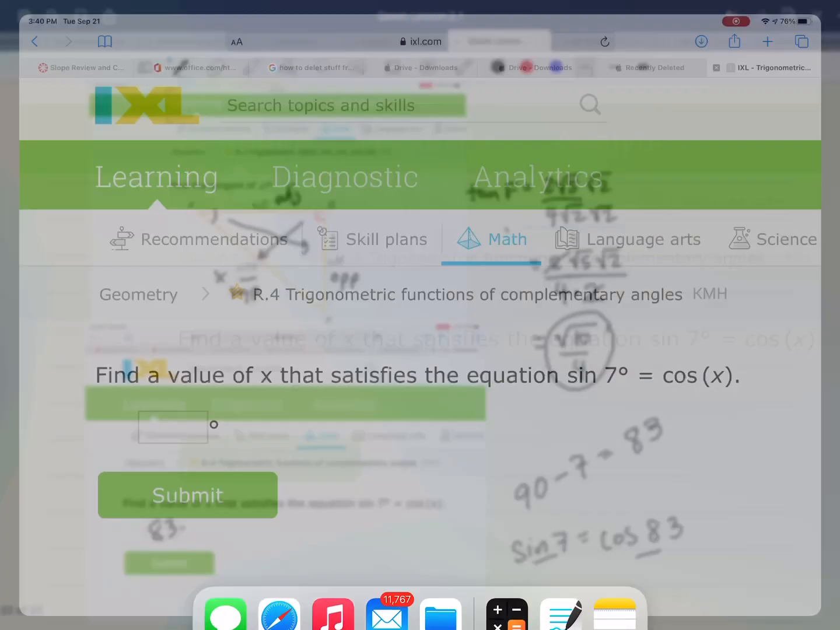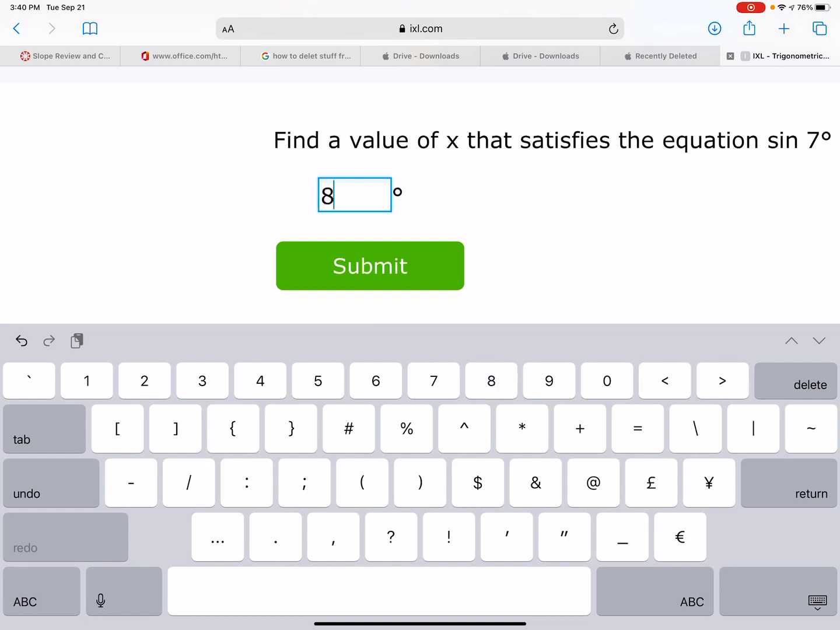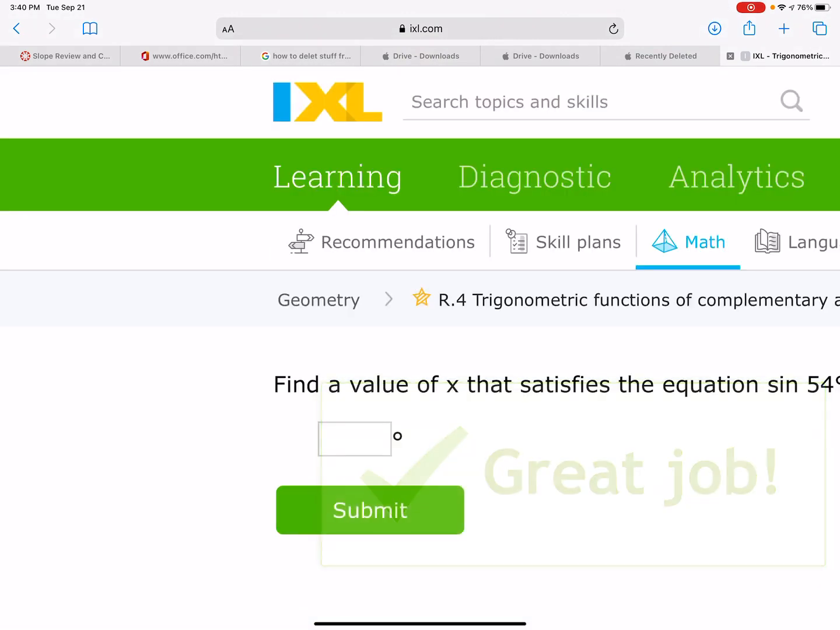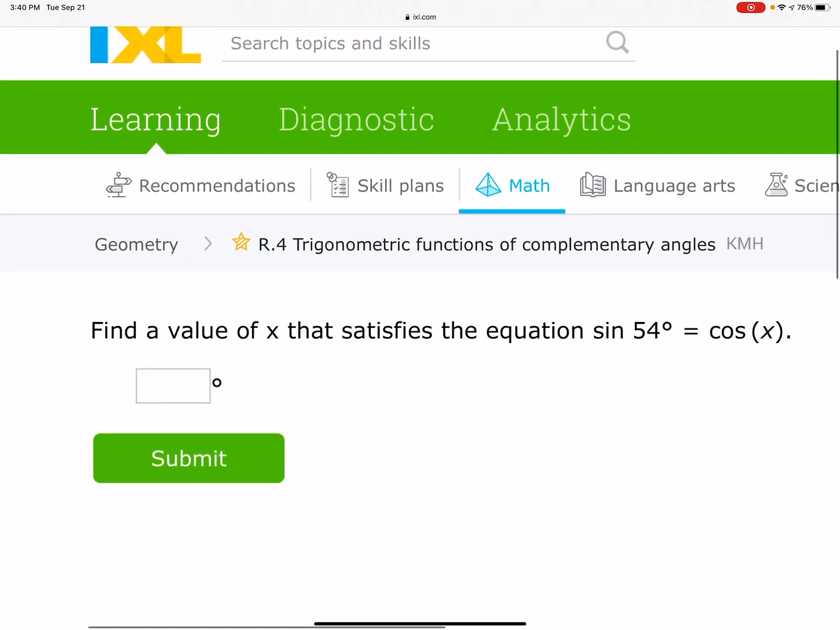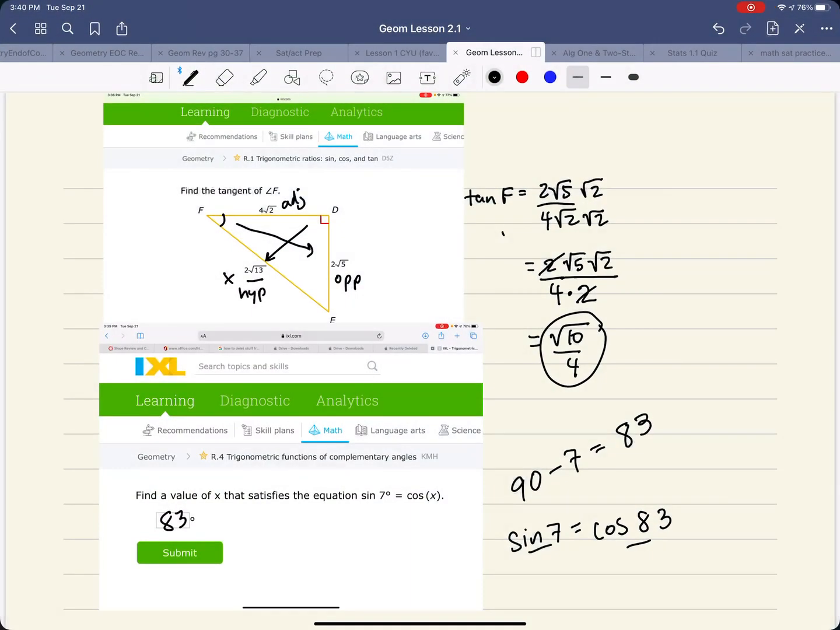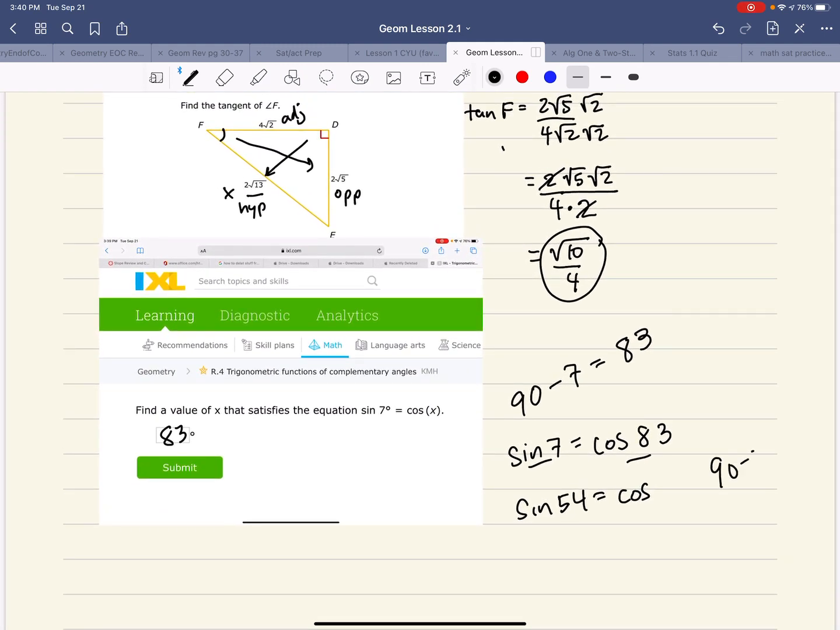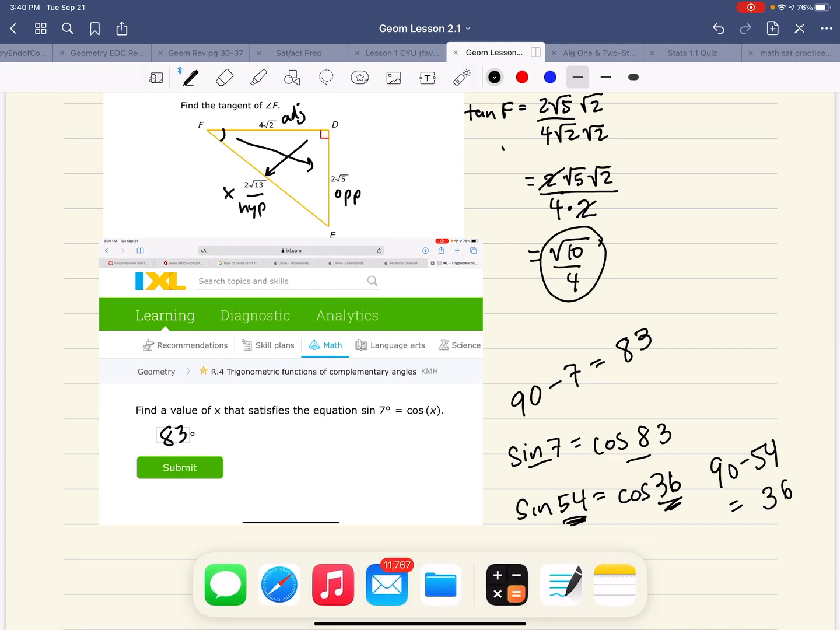Okay, so I'm going to put 83 in here. All right, looking at this next one. What would be the complement of 54? So the sine of 54 would equal the cosine of, I just need 90 minus 54. So I'm going to say the cosine of 36 would equal the sine of 54.